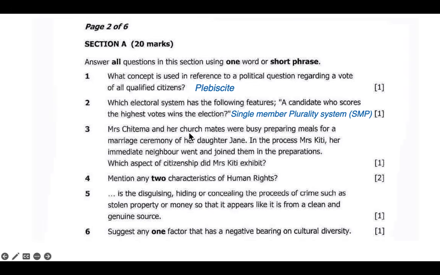Mrs. Chitema and her church mates were busy preparing meals for the marriage ceremony of her daughter Jane. In the process, Mrs. Kitty, her immediate neighbor, went and joined them in preparations. Which aspect of citizenship did Mrs. Kitty exhibit? Now, if we try to recall, when it comes to aspects, there are two types: we have moral aspects and then we have legal aspects. So we have to differentiate between the two.